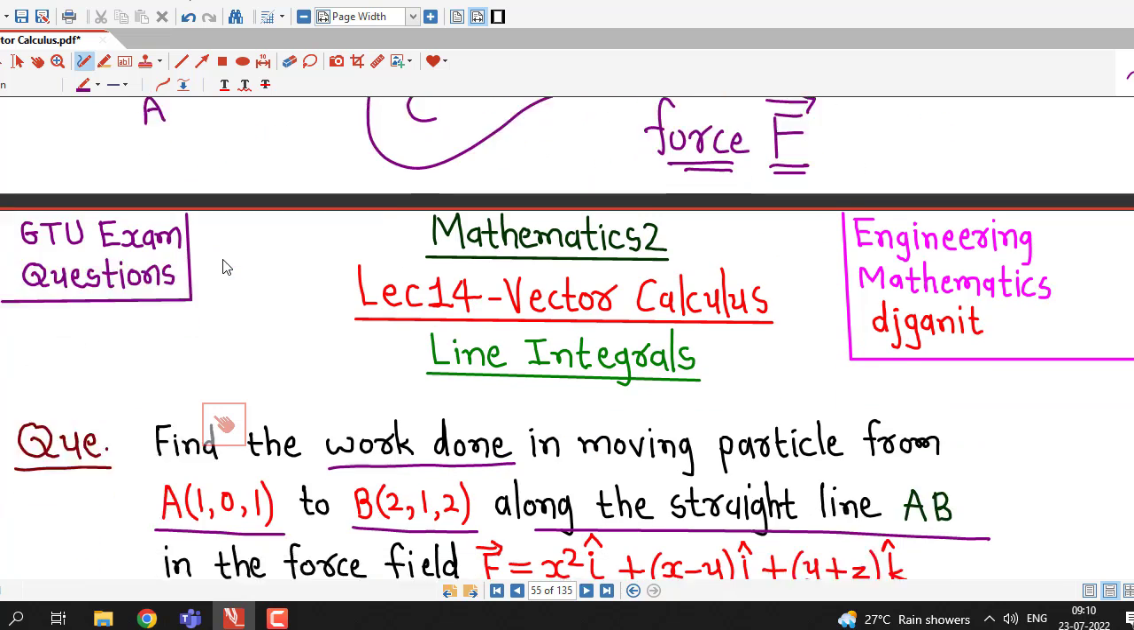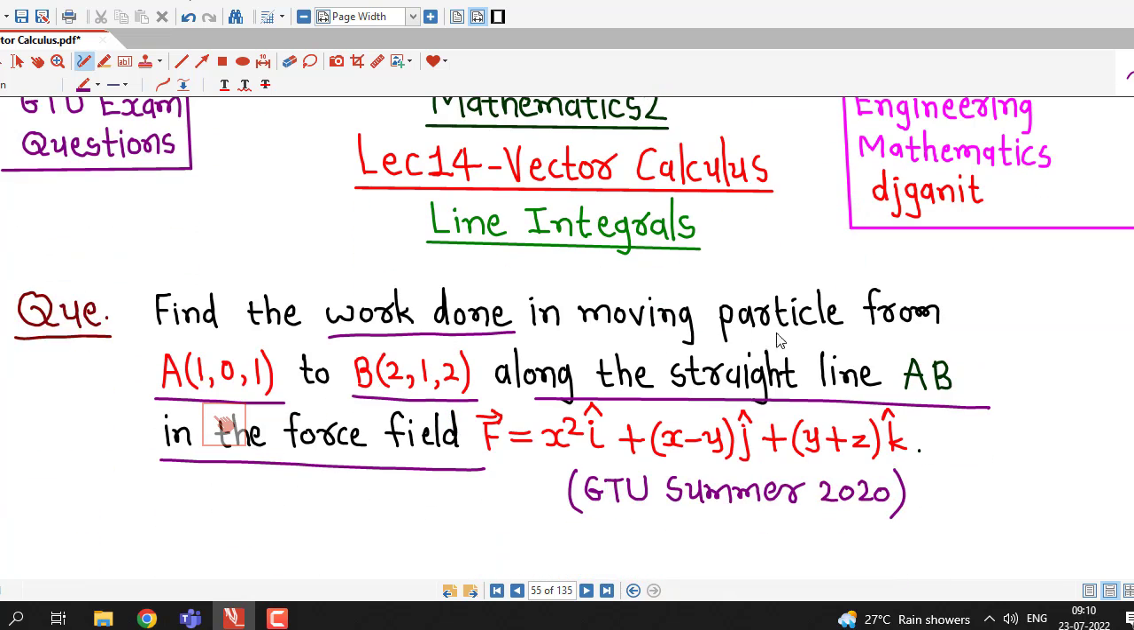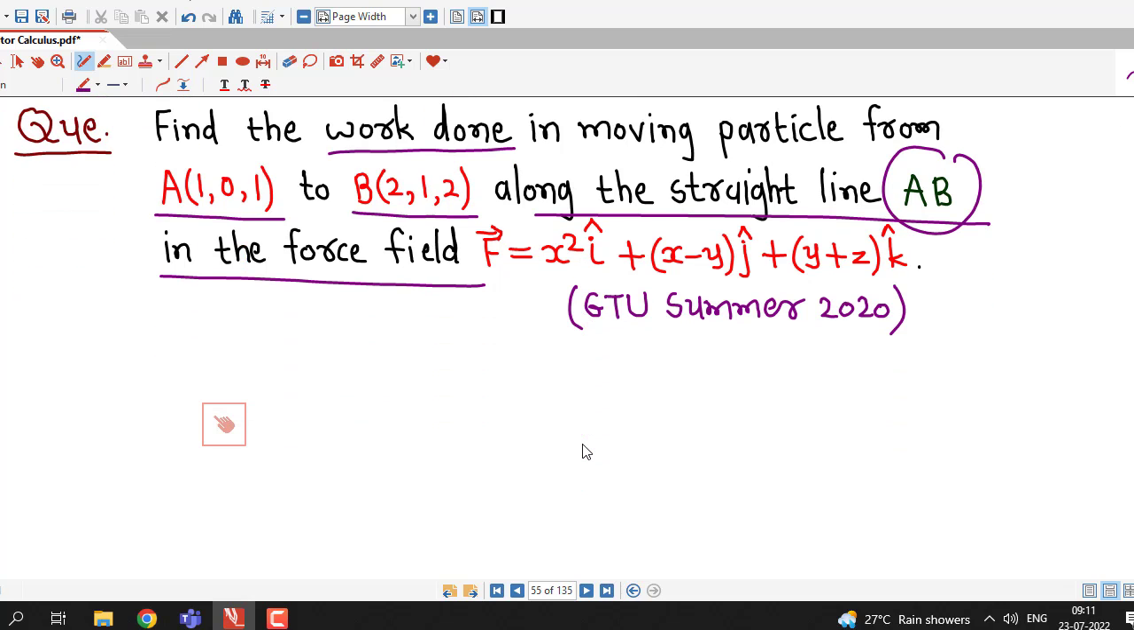So here we are asked to find out the work done in moving a particle from this point A to another point B along the straight line AB in the force field F bar. So here the given curve is the straight line AB. We are not given the representation of the curve, but it is given that curve C is the straight line joining points A and B, or the path of integration is the straight line joining 2 points.